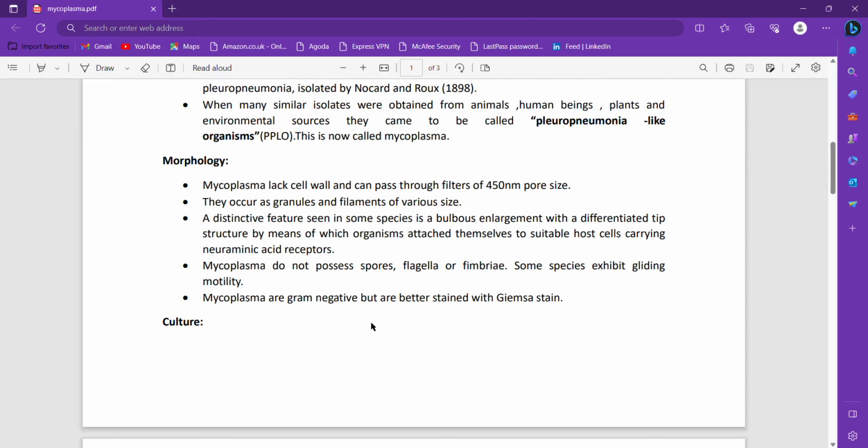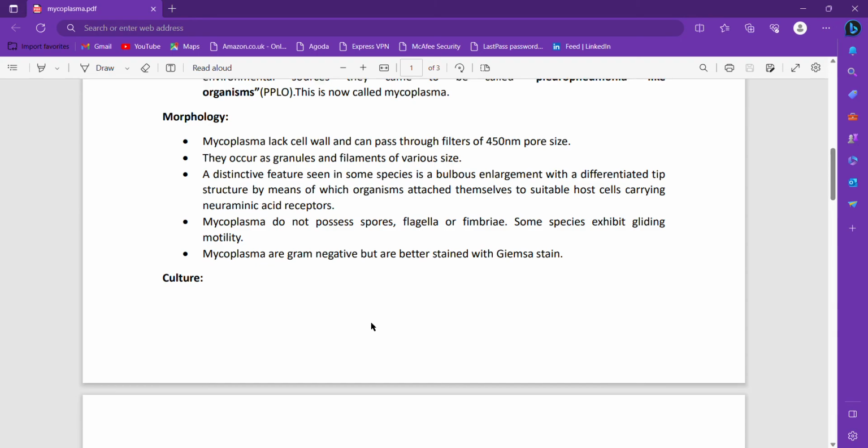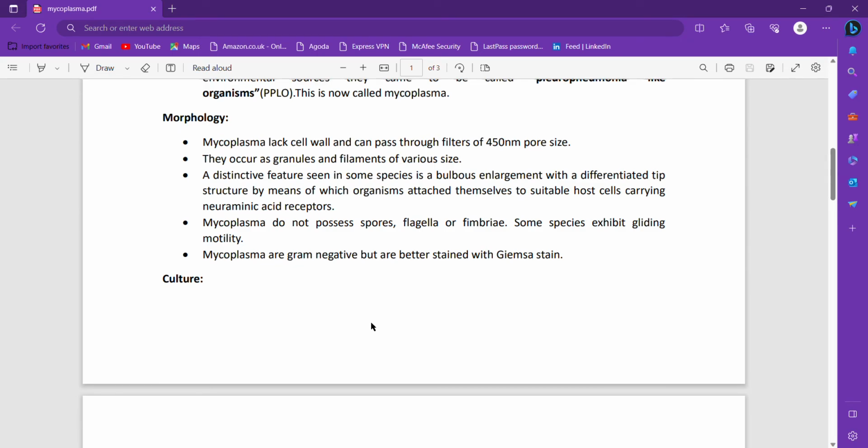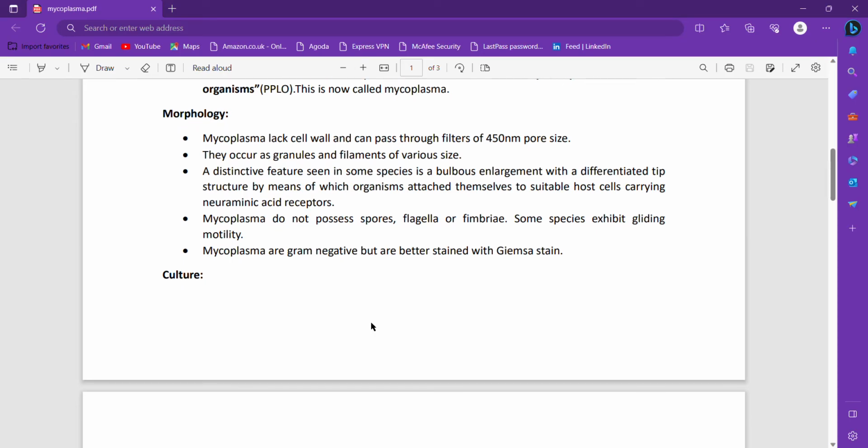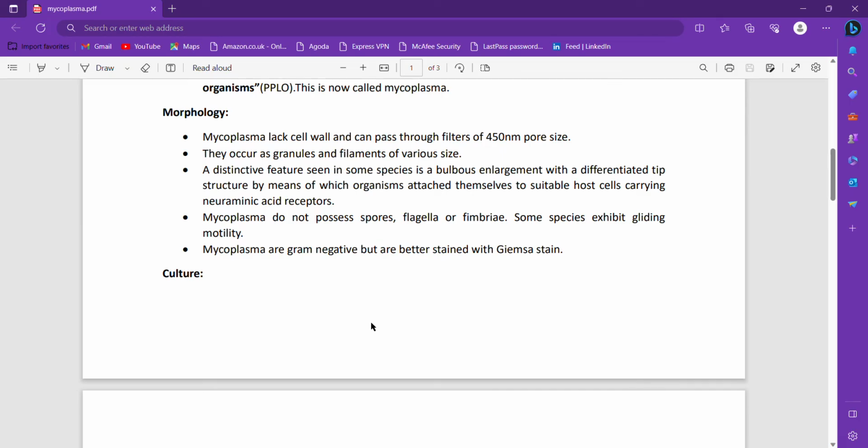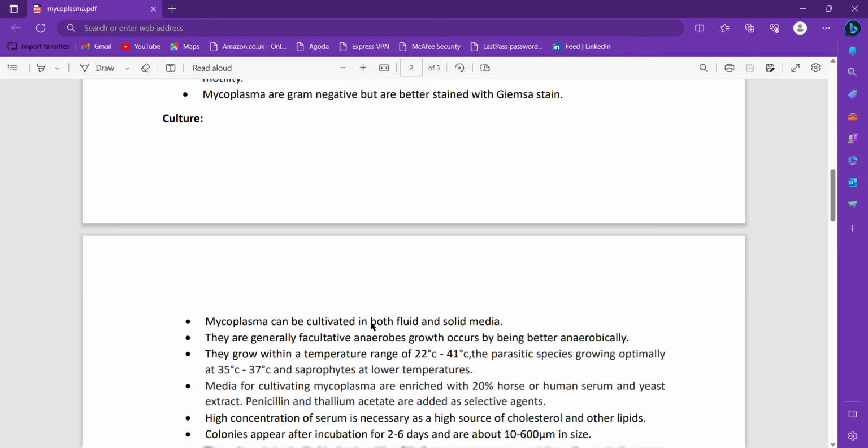And mycoplasma do not possess flagella, fimbriae or spores, and they exhibit gliding motility. Gliding motility means they can attach to other organisms through this type of motility, and they can pass through various other places or other membranes, etc. Mycoplasma are gram negative and stain by Giemsa stain.